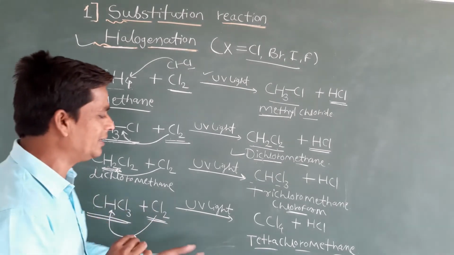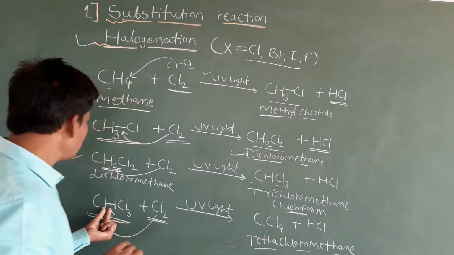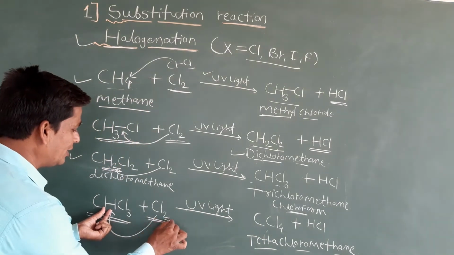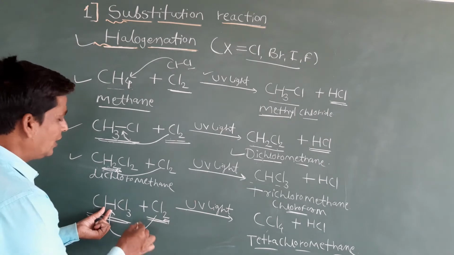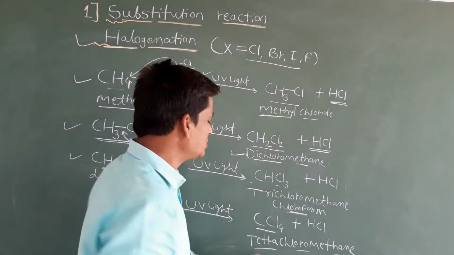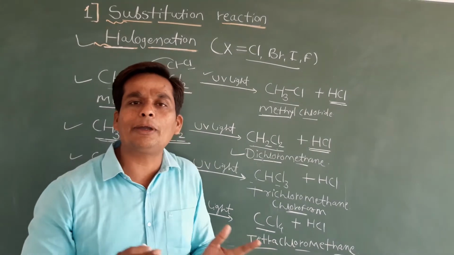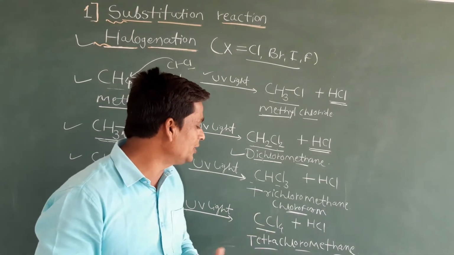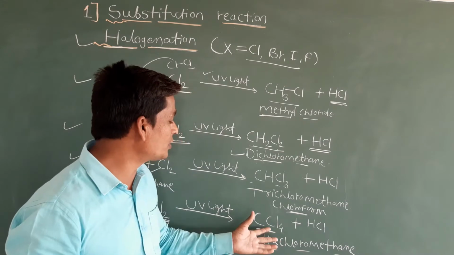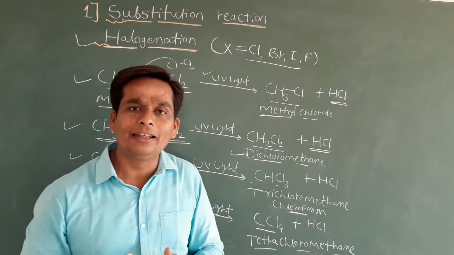Okay, so what will we get here? CCl4. Now this hydrogen is removed, and with the remaining chlorine, HCl will be removed, and we will get CCl4. CCl4 is nothing but tetrachloromethane, or carbon tetrachloride. This is one of the organic solvents, so we can use tetrachloromethane as an organic solvent.